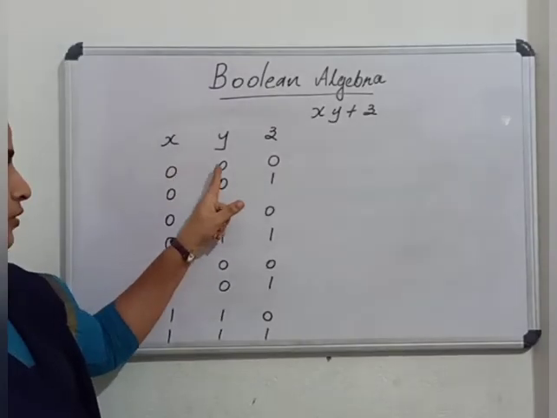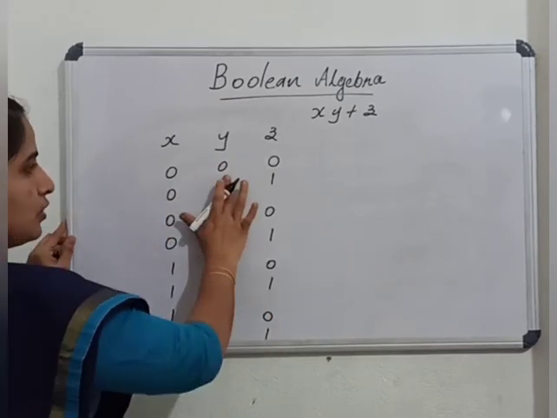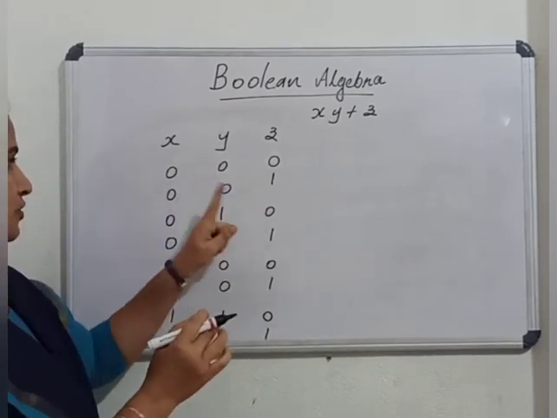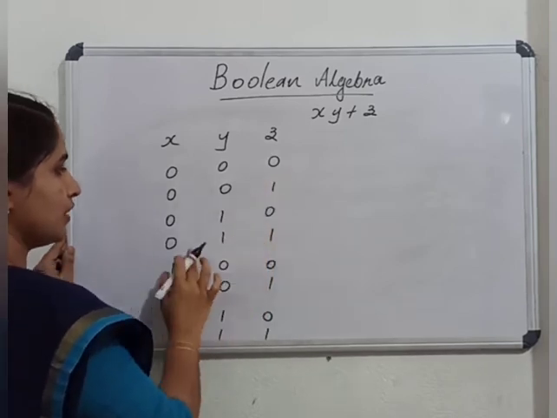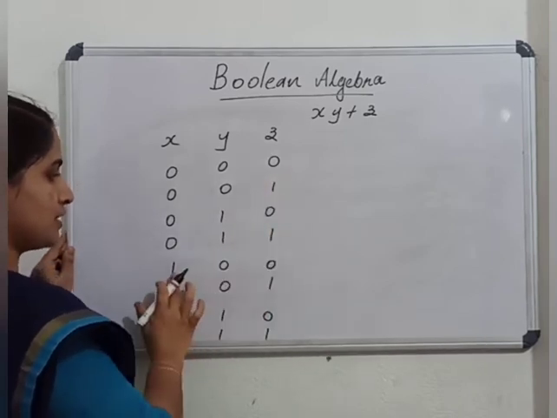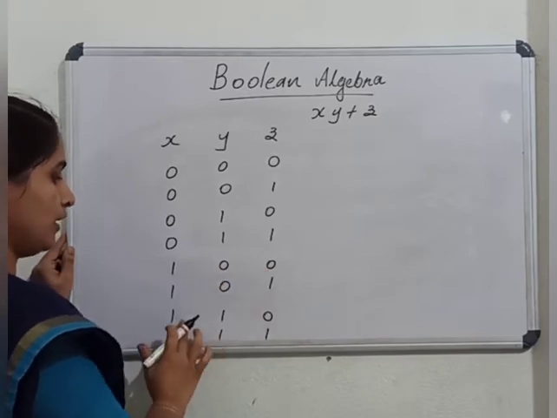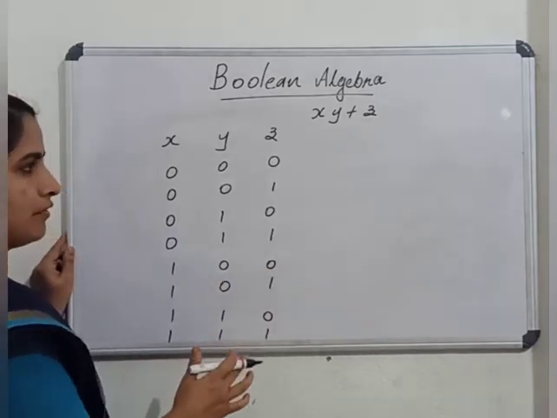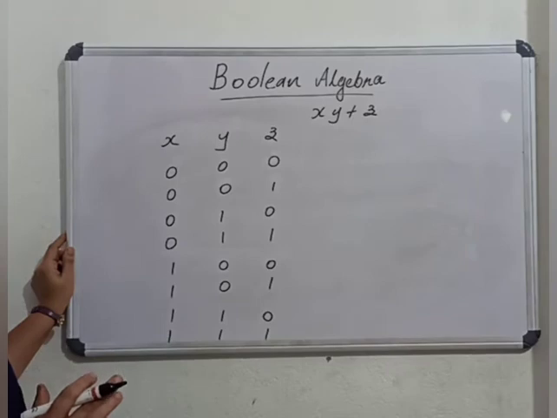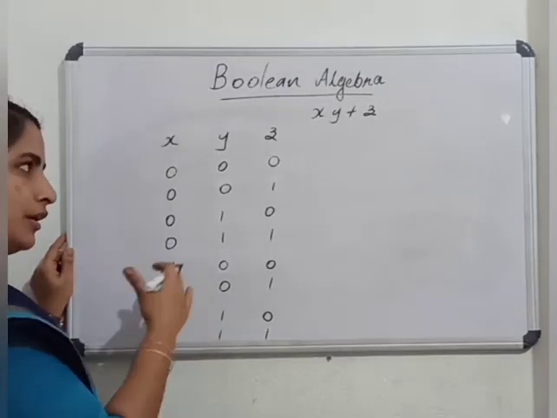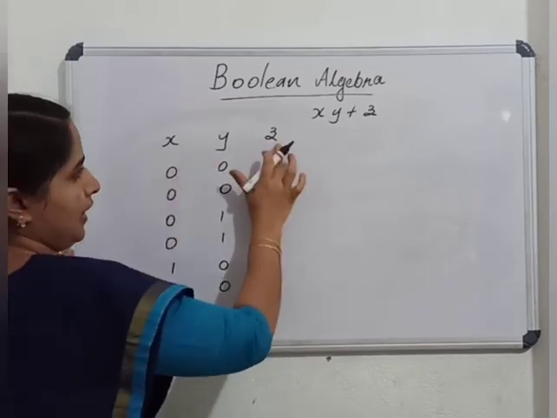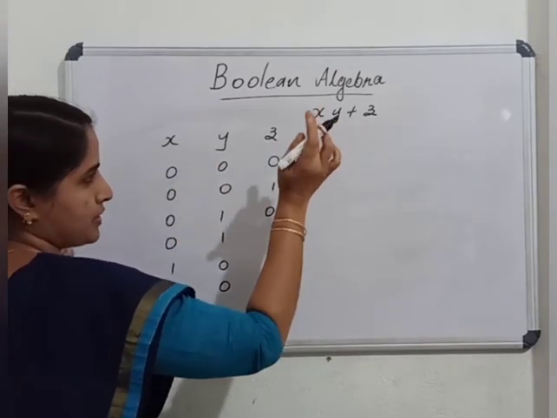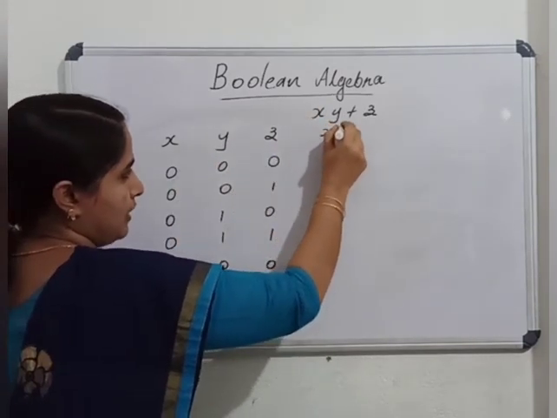Check the input combinations. First one is 0, 0, 0. Next is 0, 0, 1. Next is 0, 1, 0. Next is 0, 1, 1. Next is 1, 0, 0, then 1, 0, 1, then 1, 1, 0, then 1, 1, 1. Hope it is clear. So that's all about the inputs that you can use in your own logic. Next is x or (x and y) or z, so for the next column you can write x, y.